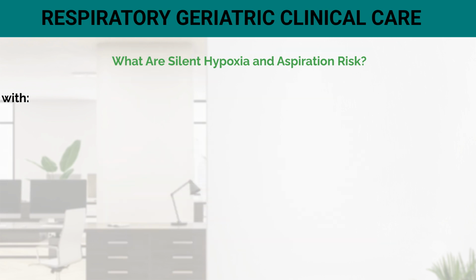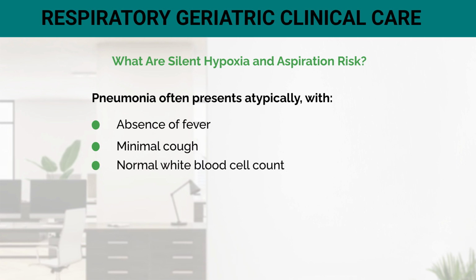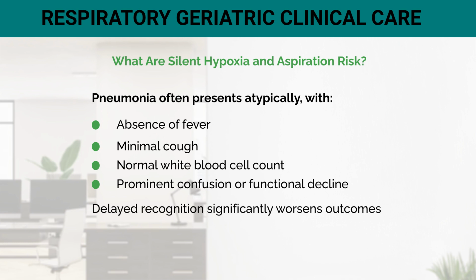In older adults, pneumonia often presents atypically with absence of fever, minimal cough, normal white blood cell count, and prominent confusion or functional decline. Delayed recognition significantly worsens outcomes.